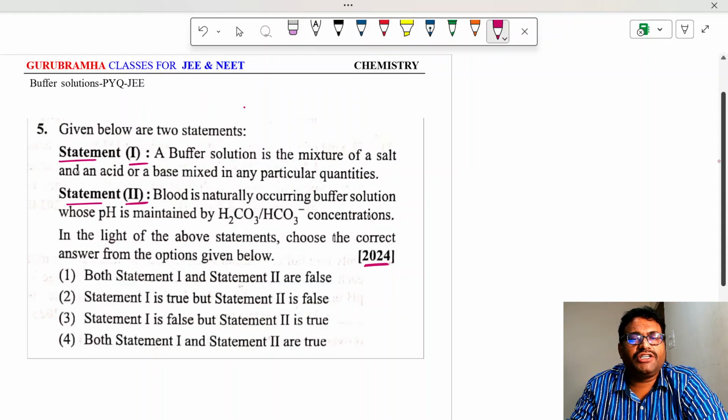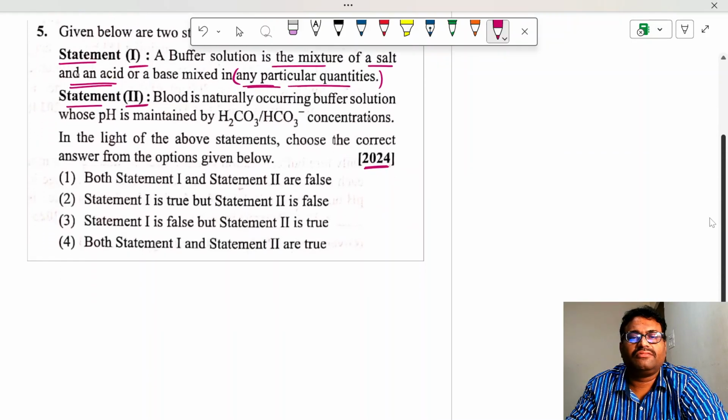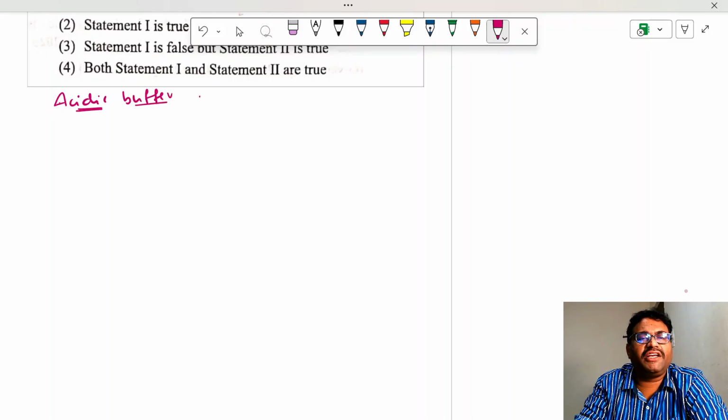A buffer solution is a mixture of a salt and a weak acid, or a weak base. Okay, we shall consider acid or base mixed in any particular quantities. So, is the statement correct or wrong? We have studied this for acidic buffer. Acidic buffer, let us take. So, for an acidic buffer, what is the pH range?